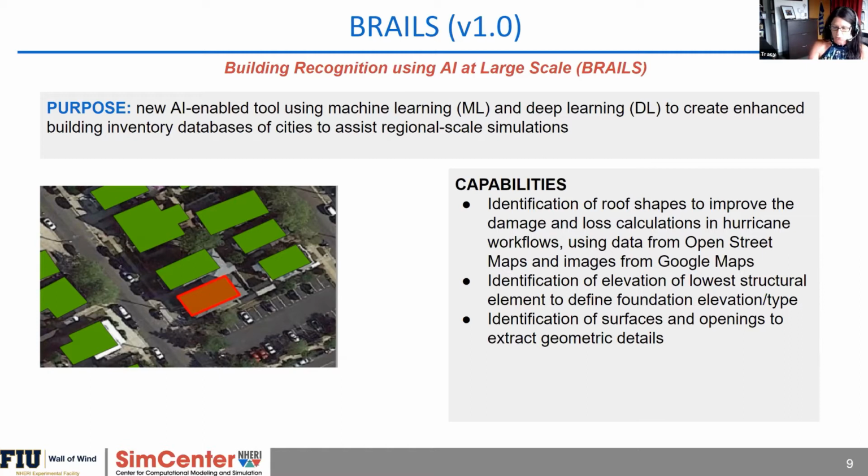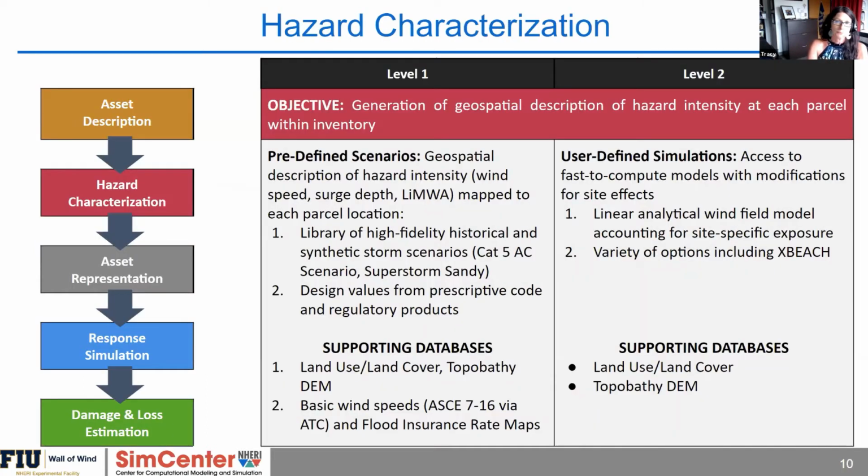And so BRAILS is a really exciting AI tool to really help us marshal that effort and complete those incomplete and corrupted tax data. Now, once we come into the hazard characterization, we provide at level 1 and level 2 of the test bed 2 types of capability. At level 1, we have predefined scenarios.